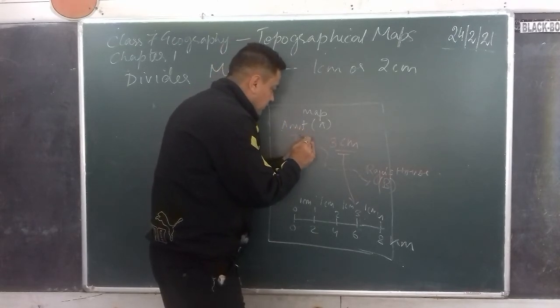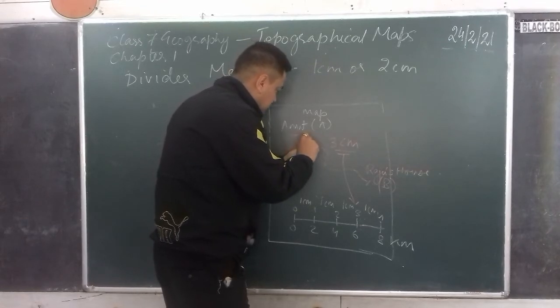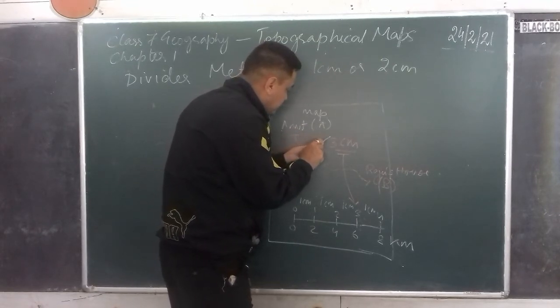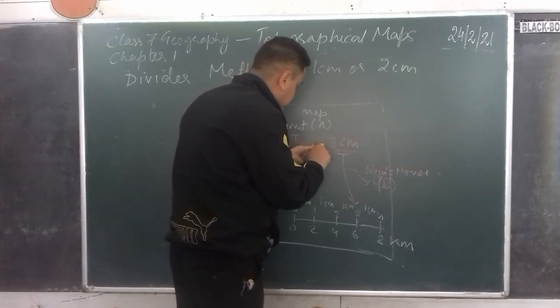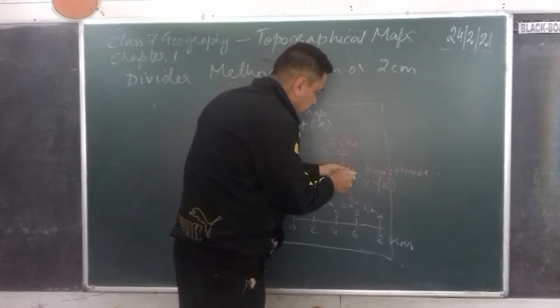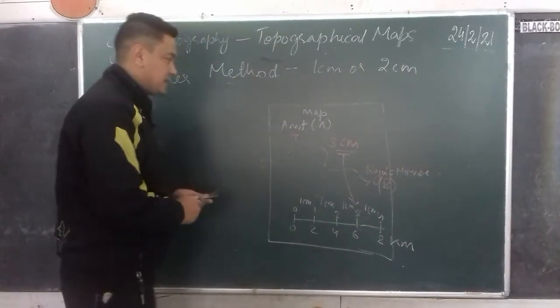Now what I do is I will turn the divider. So this is 1 centimeter. But when I turn the divider, it becomes 2 centimeter to cover the distance. Then again I turn it, it becomes 3 centimeter. Then again I turn it, it becomes 4 centimeter. So 4 centimeter on the map is equal to 8 kilometers.